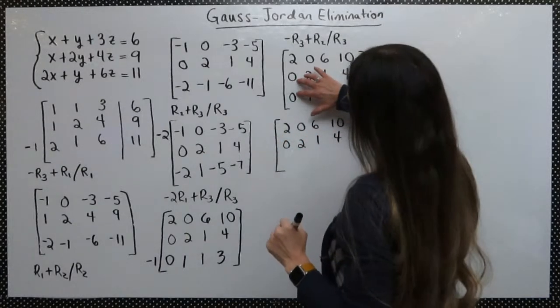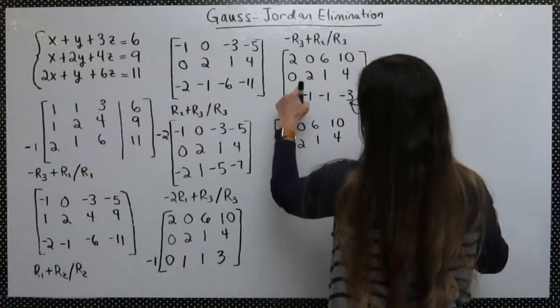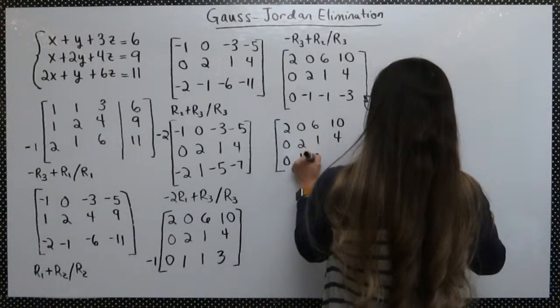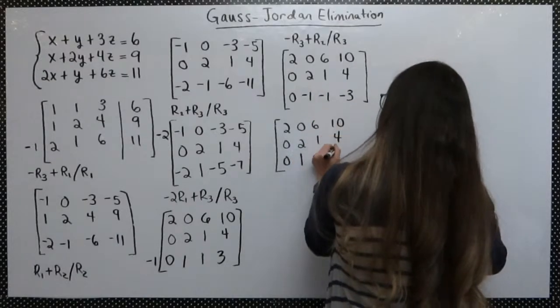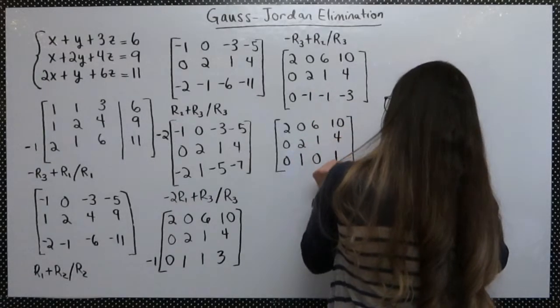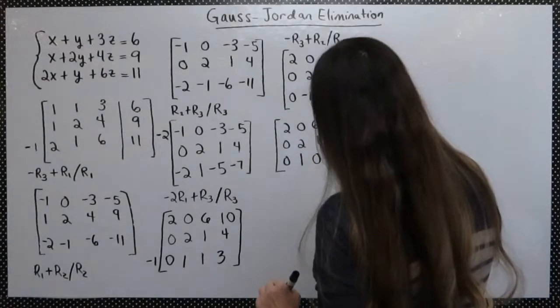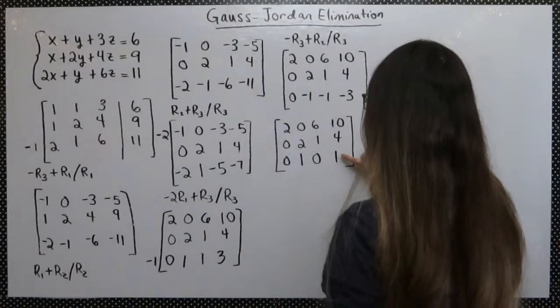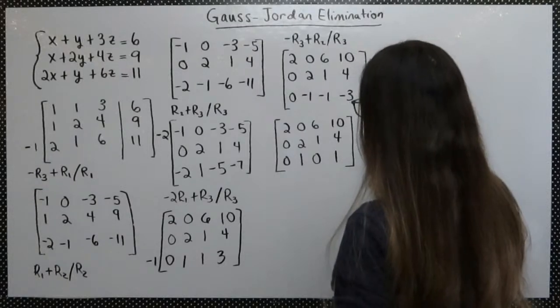Now let's add them. 0 plus 0 is 0. 2 minus 1 is 1. 1 minus 1 is 0. And 4 minus 3 is 1. This one is solved. So that's the middle row. So we want to swap those out eventually.